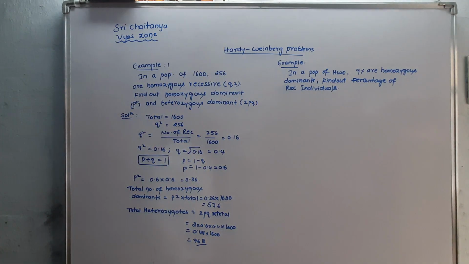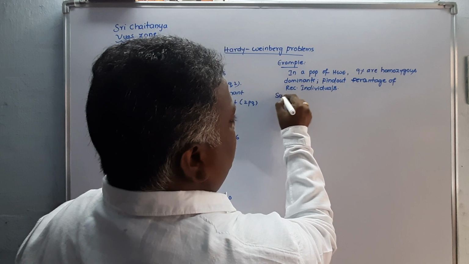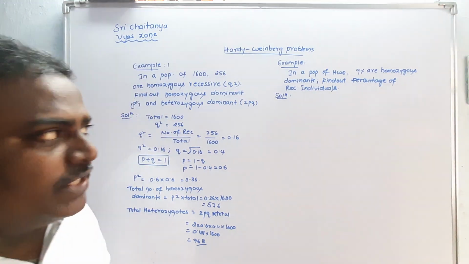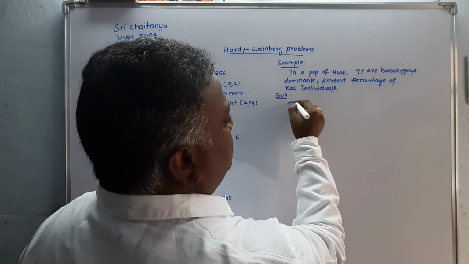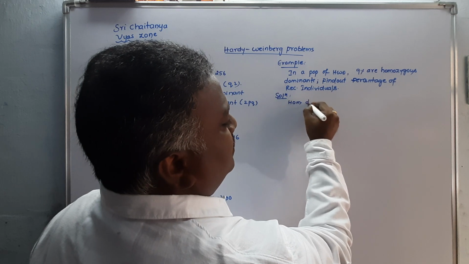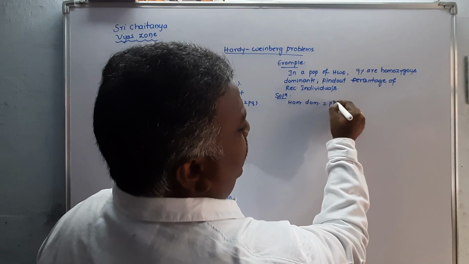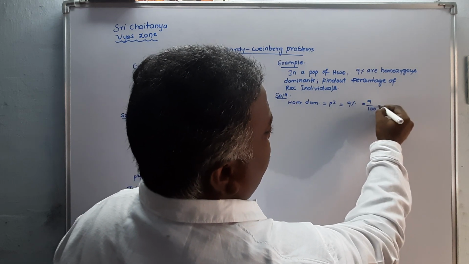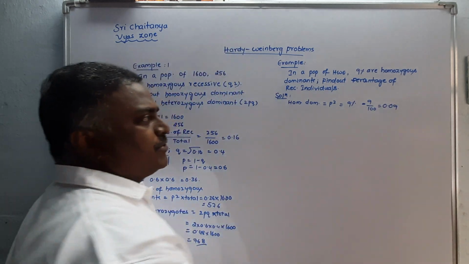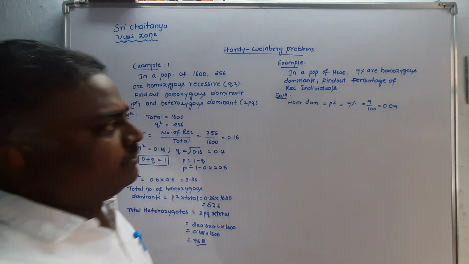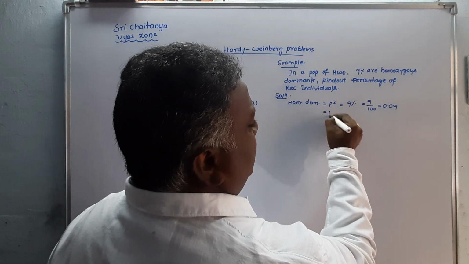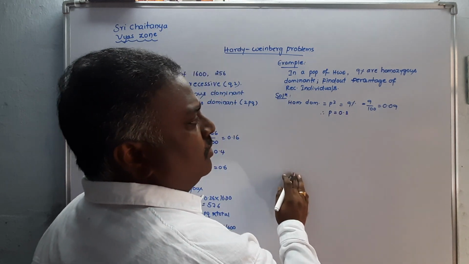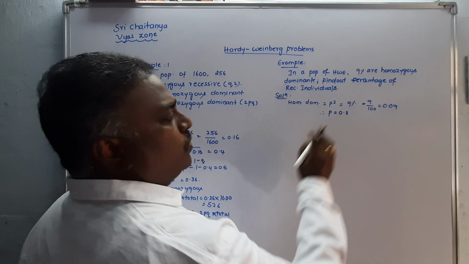So for this we have the solution like this. We clearly said that 9% are homozygous dominants. So homozygous dominance is p square, which is equal to 9%, or 9 by 100, that is 0.09. If p square is 0.09, then p is equal to the square root of 0.09, that is 0.3.